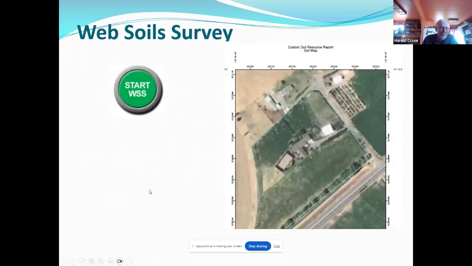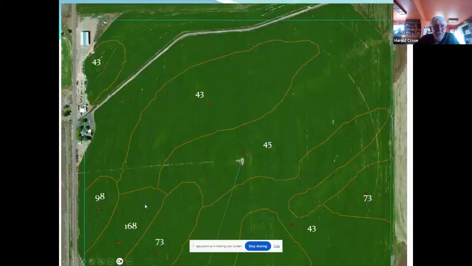And I would strongly encourage you, if you haven't already used this, to use the Web Soil Survey. It's publicly available, and you can get that application on your computer. And this is critical for you to understand how to find the soils and map the soils. And we'll talk a little bit more about this in a minute.